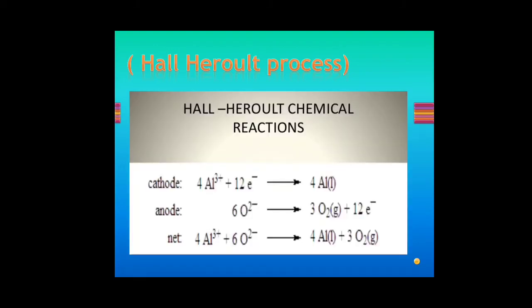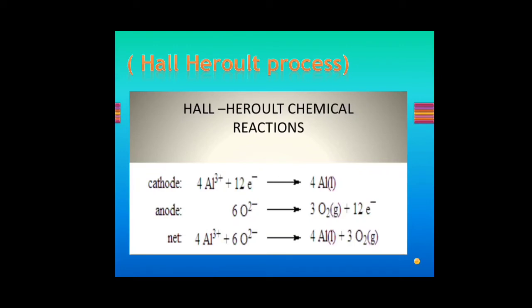Let us see the reactions that take place, the electrolytic reactions. At the cathode, aluminium ions add up electrons to give pure aluminium metal. So at the cathode, that is at the base of the tank, we get the pure metal. And what happens at the anode? At the anode, oxygen ions come, they lose electrons, and oxygen gas is given out.